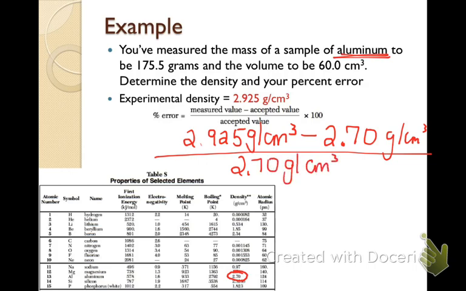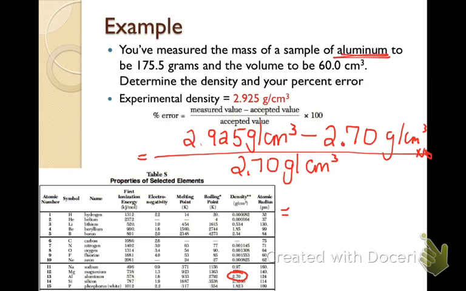And all of this should be multiplied by 100. So I can't squeeze it into my screen, but hopefully you can for yourself. So it's times 100. So let's plug this into our calculator. Do the top part first. 2.925 minus 2.70. Press enter. Then divide by 2.70. Press enter again, and then multiply that by 100. So you should have a whole bunch of numbers listed for you.